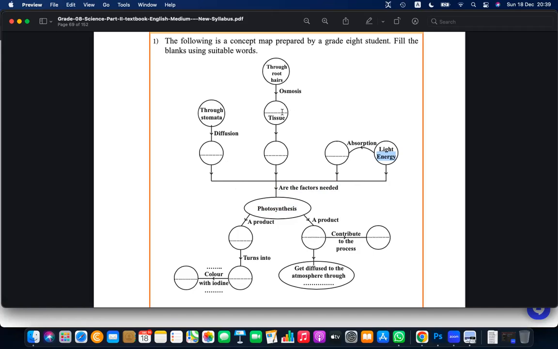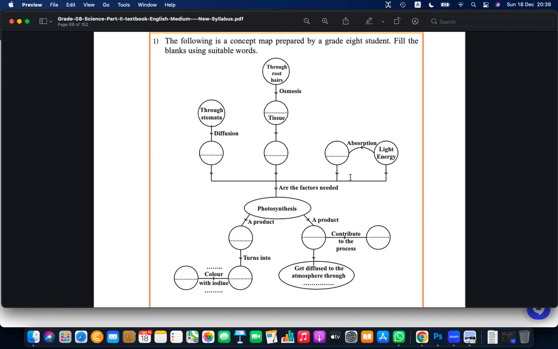So osmosis happens through which tissue? Which is the tissue used for osmosis? There's another thing needed for photosynthesis. Other than carbon dioxide, you need another one. That is water. Okay, water absorbed through the root hairs, through what? Starting with the letter X. Xylem. Okay, xylem tissue. Then here, photosynthesis.